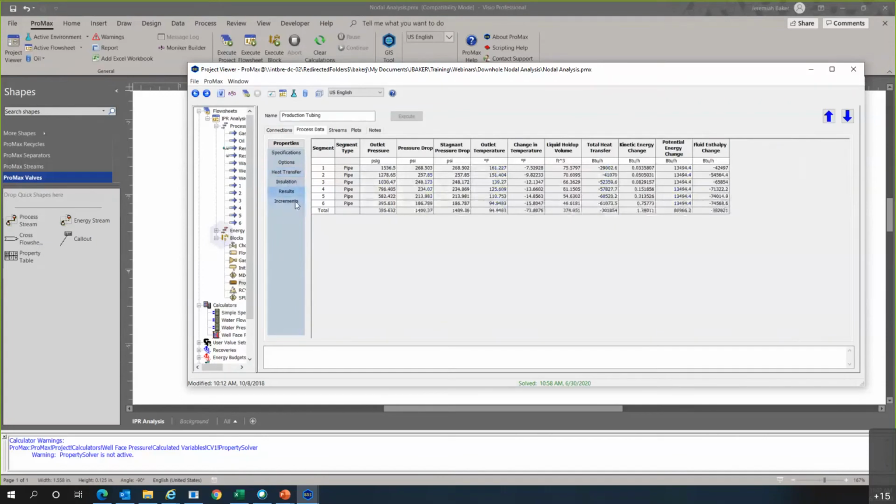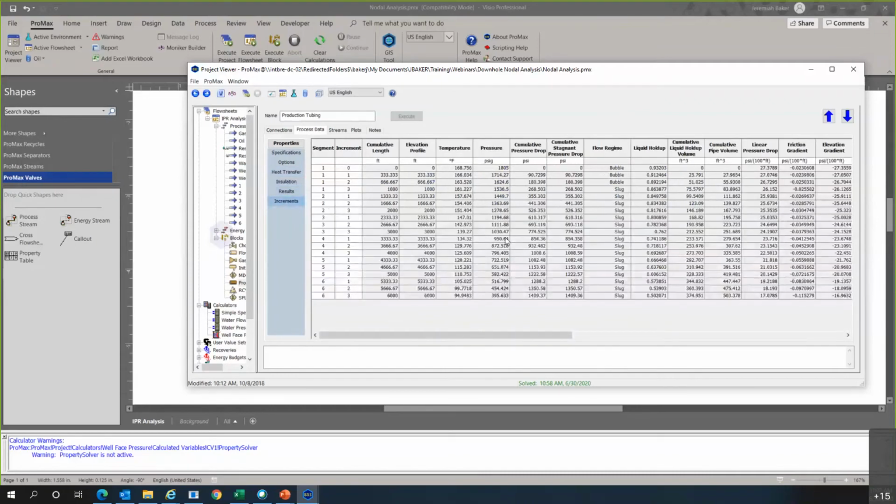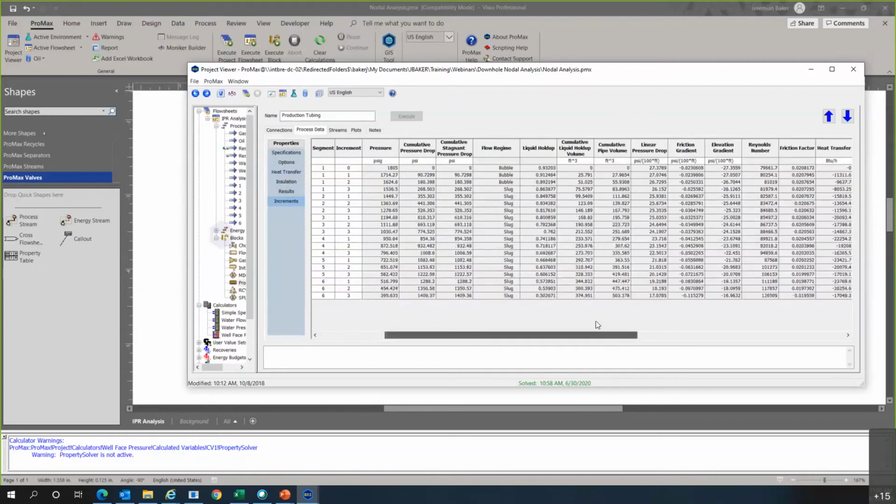So we can look at that point, the results tab will show us things like the pressure drop that you see at each point. In the increments, though, we'll see a bit more detail. We'll see, obviously, temperature, pressures. We will see the two-phase information. So you'll see what's called a flow regime.